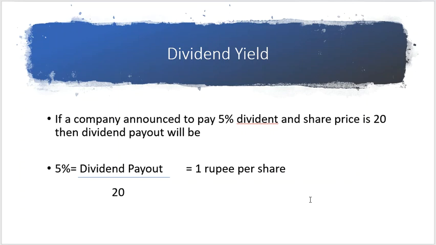So usually this is what happens. Every year the company announces that we are going to provide 3%, 5% or 6% as a dividend. If you are not sure how to calculate it, you may be confused about what 3% means for you, how much money you are going to get per share. So you can use this formula and calculate it. The same formula is applied here: dividend yield of 5% equals dividend payout divided by the share price, which would come around 1 rupee per share.